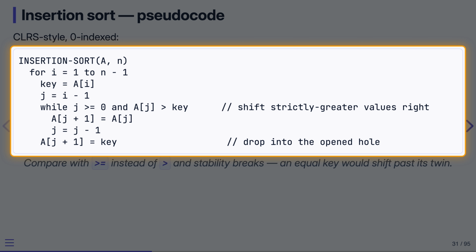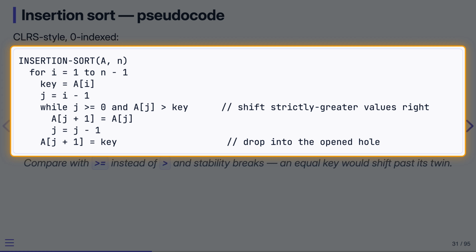Let's read insertion sort in pseudocode. The outer loop runs i from 1 up to n-1. We save A at index i in a variable called key. We set j to i-1, so j points at the last card in the sorted prefix. The while loop runs while j is at least 0 and A at index j is greater than the key. Inside it, we copy A at index j 1 step to the right into A at index j plus 1, and then we decrease j by 1.